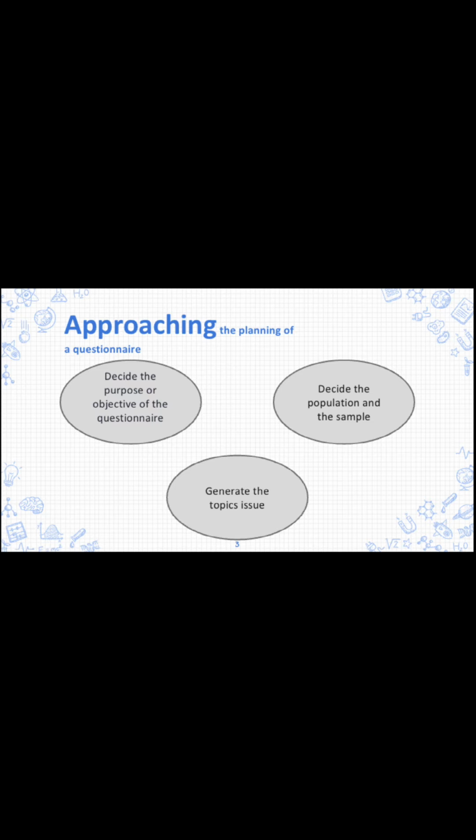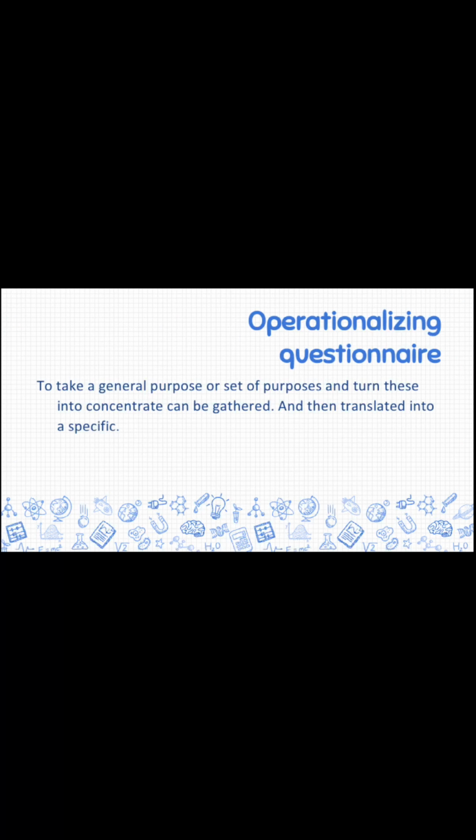First, decide the purpose or objective of the questionnaire. Decide the population and the sample. Generate the topic issue. Decide the kind of measure required. Write the questionnaire items, and check each item. Pilot the questionnaire and administer the final questionnaire.